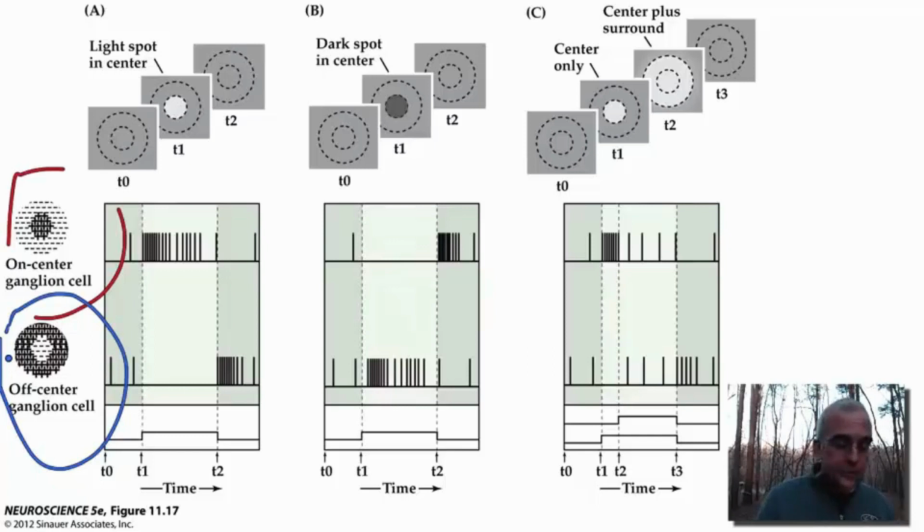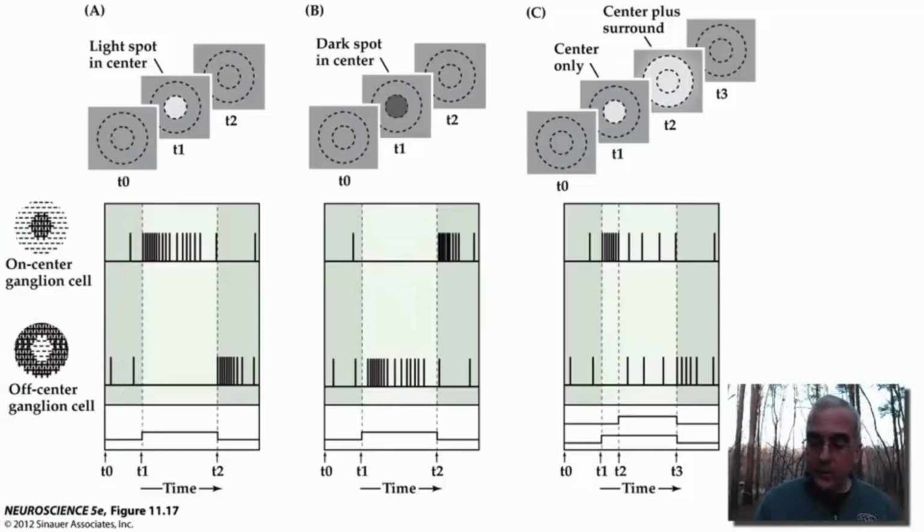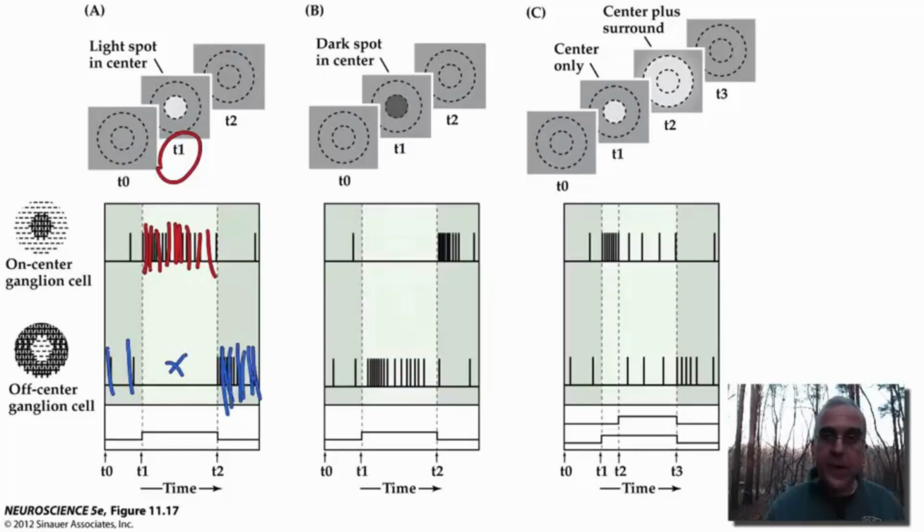So let's see how these two cells would respond when we illuminate the center of their receptive fields. So at time t1, a spot of light goes on that illuminates the center, and what we see is a nice barrage of action potentials in our on-center ganglion cell. Meanwhile, in our off-center ganglion cell, what activity might have been present in the dark condition goes away. And when the spot of light in the center goes off, now there's a bit of a rebound discharge. So we have an increase in action potentials when the light goes off.